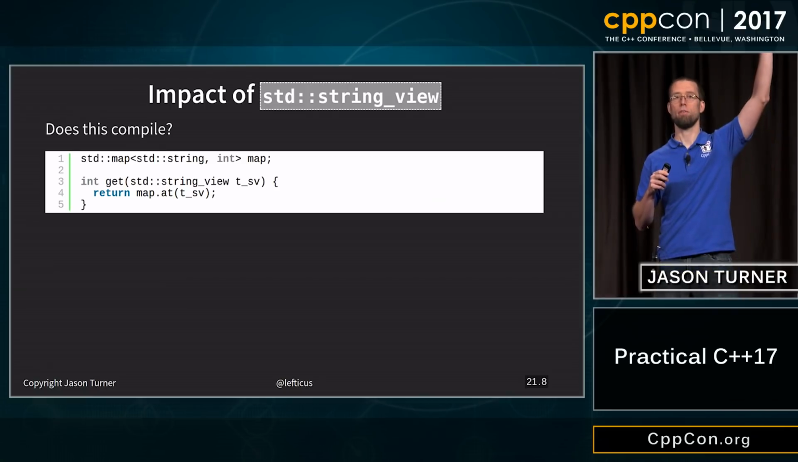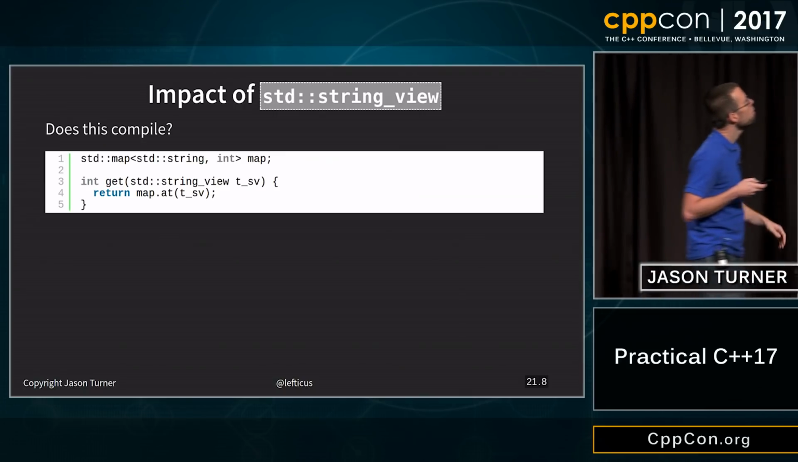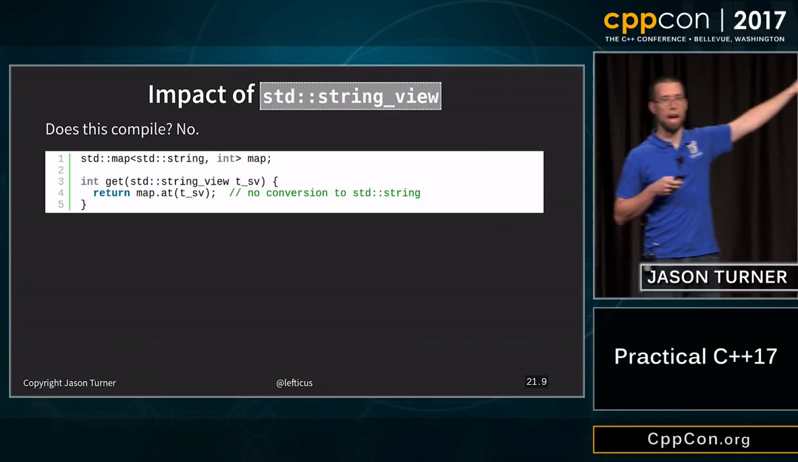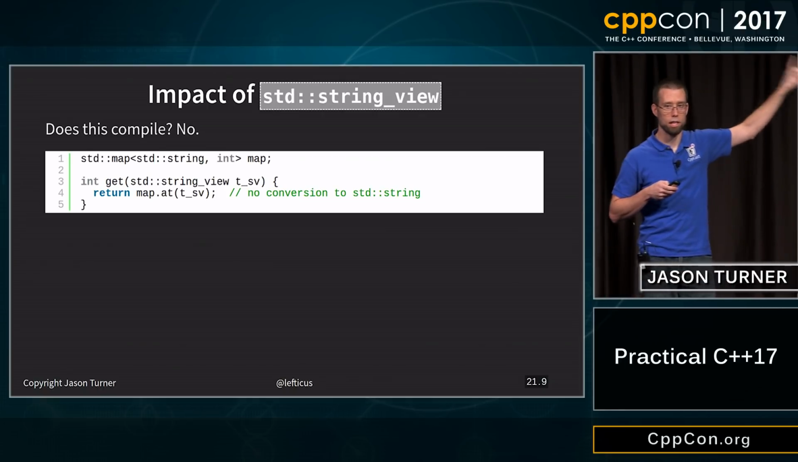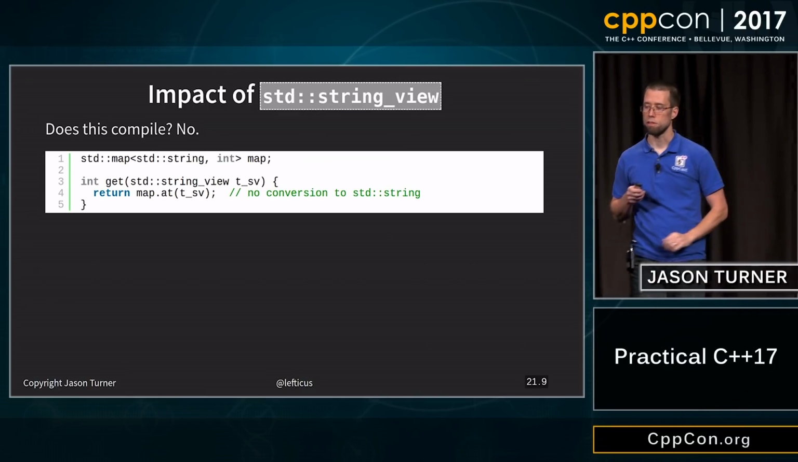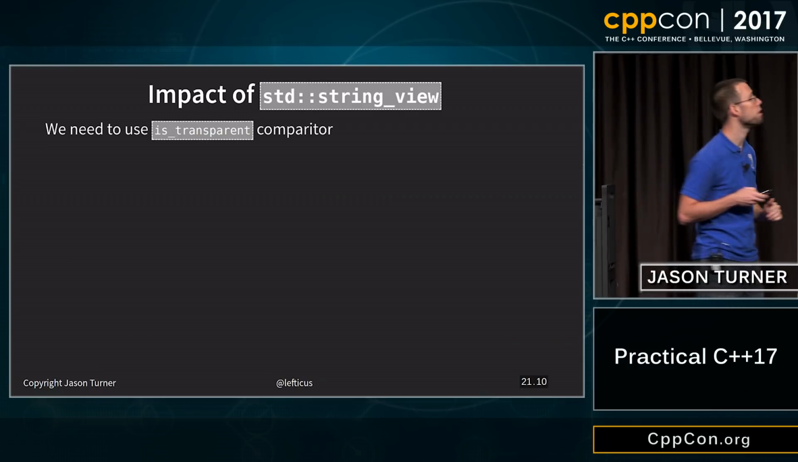Yeah, raise your hand if it does compile. OK, no, it doesn't compile. Because there's no conversion from string view to string implicitly, and the at method requires a string, not a string view. So the answer to this is to use is-transparent comparators added in C++14.